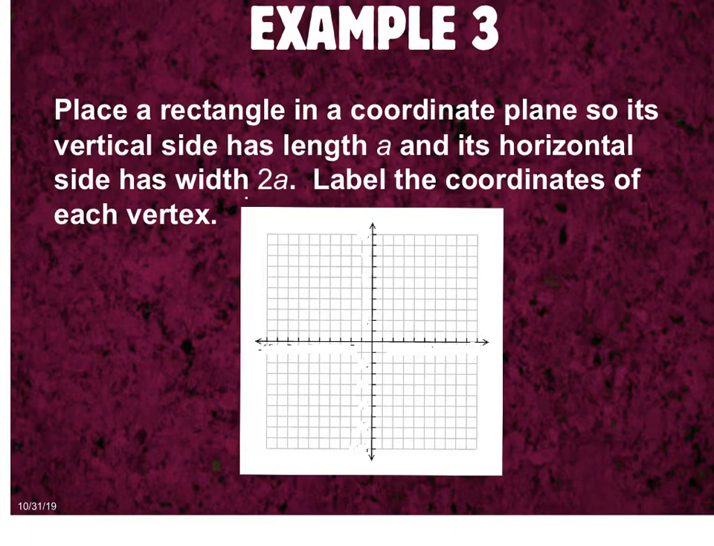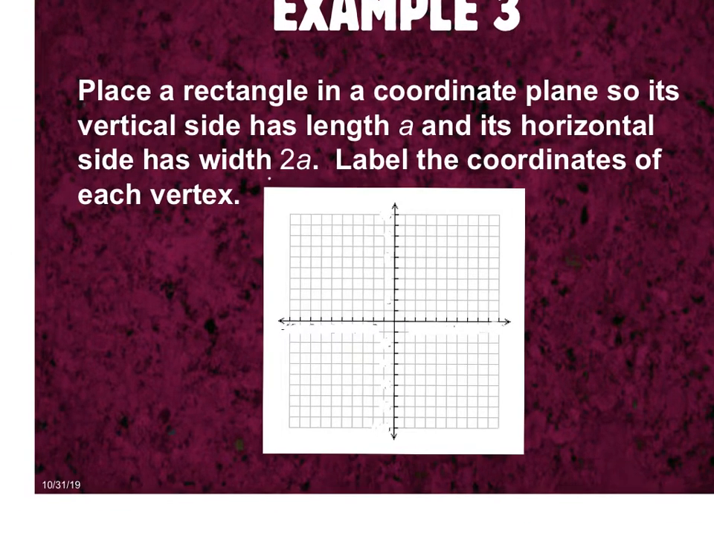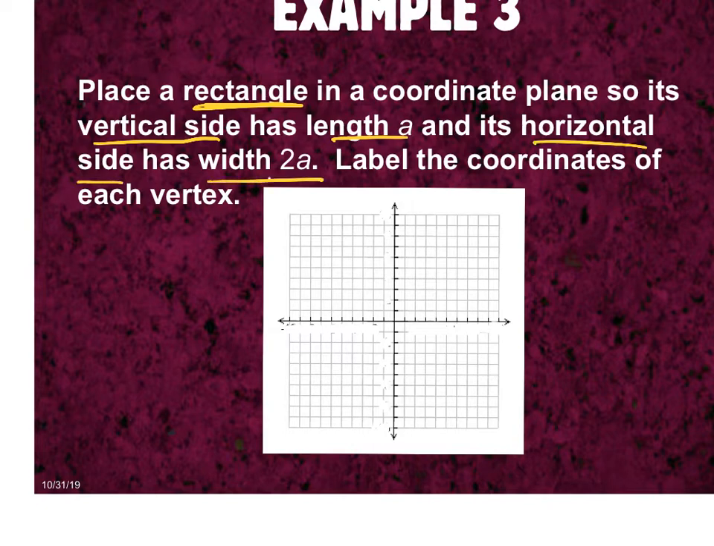Okay, so I just cleared it off there so I could look at it. Now we're going to graph something on here that has variables, and that's a little bit difficult because we never graphed variables before. It says place a rectangle, that's an important piece of information, in a coordinate plane so its vertical side has a length of A, and its horizontal side has a width of 2A. Label the coordinates of each vertex.